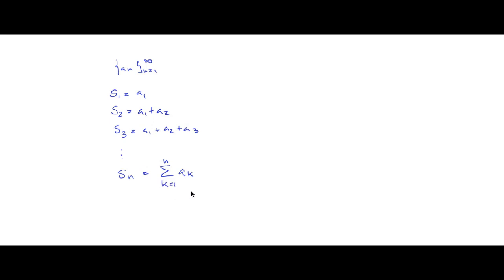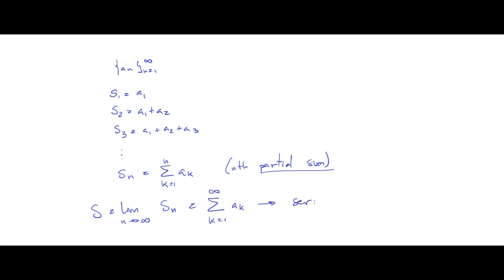We also call this the nth partial sum. We call them partial sums. Now suppose that this sequence has a limit, the limit when n goes to infinity of s sub n, and we write it like this. We could write s, the sum from k equals 1 to infinity of a sub k. This is what we call a series. So the series is the limit of a sum of terms of other sequences.